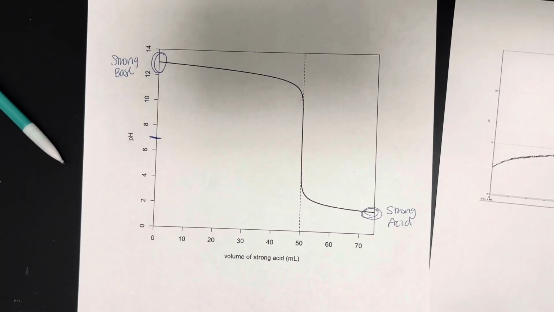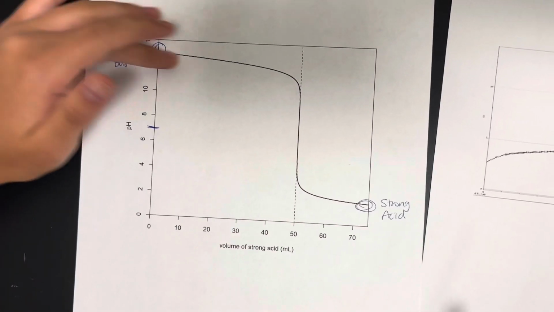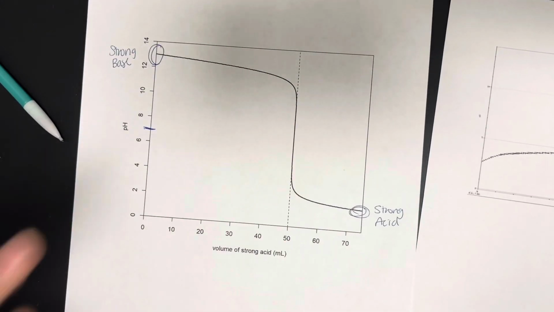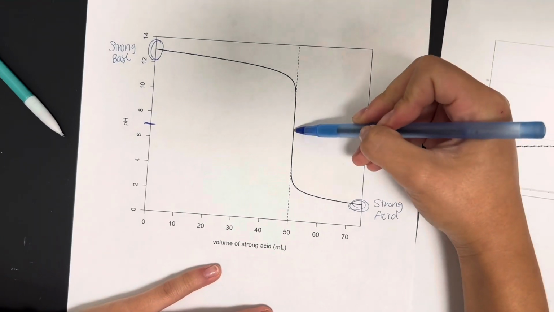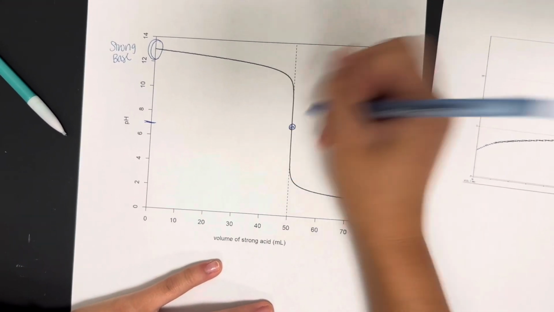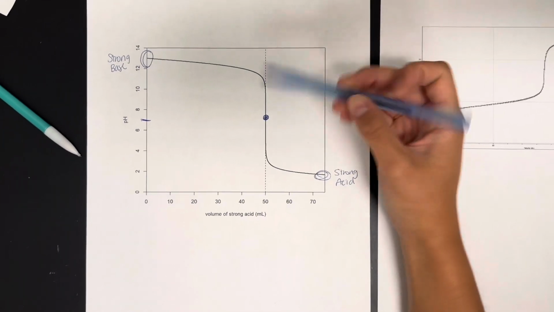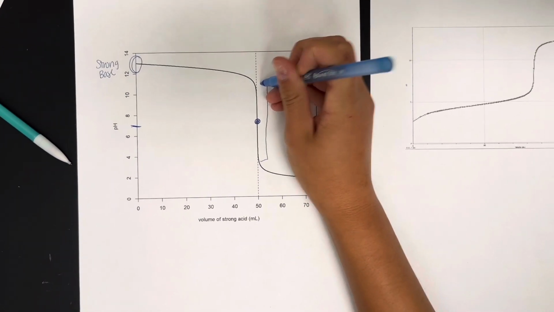Now, looking here, we notice that there's a vertical line right here. This is known as the equivalence point, halfway along this vertical line. Now, in a titration curve, we can mark the equivalence point as halfway along the most vertical section of this graph.